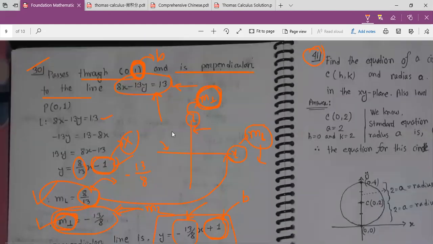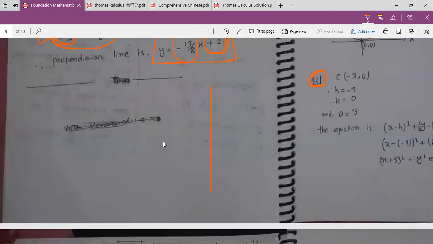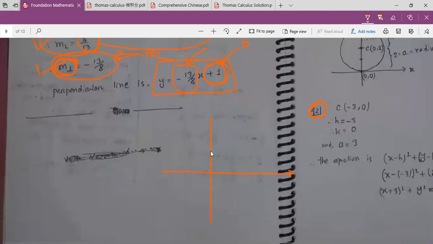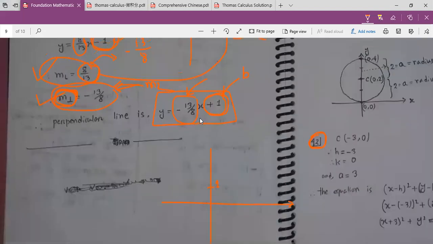So should we draw the line in the graph? Here is our y-intercept plus 1, and if we put a value, we can put the value of x equal to 8. Then 8 and 8 will get cancelled, and we get minus 13 plus 1. This will be minus 12. So for x equal to 8, the value of y is equal to minus 12.